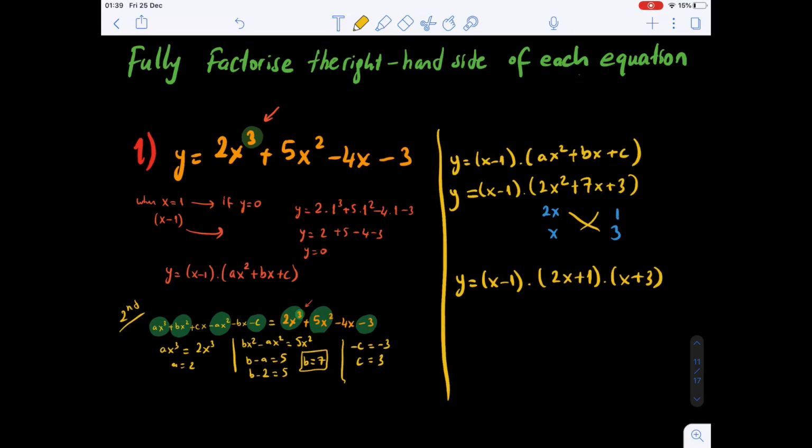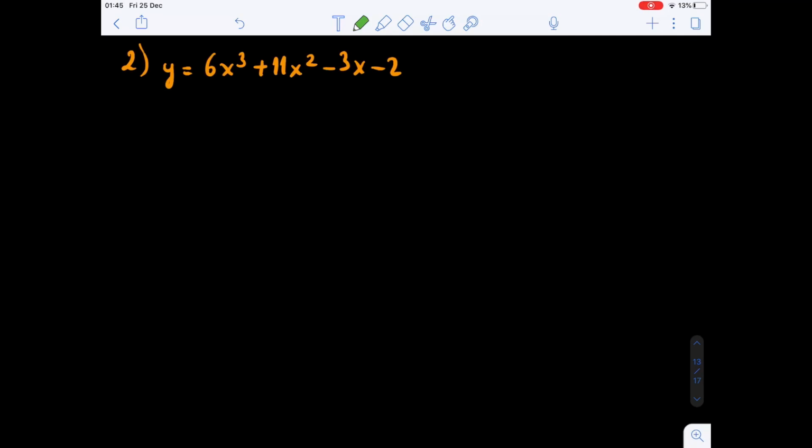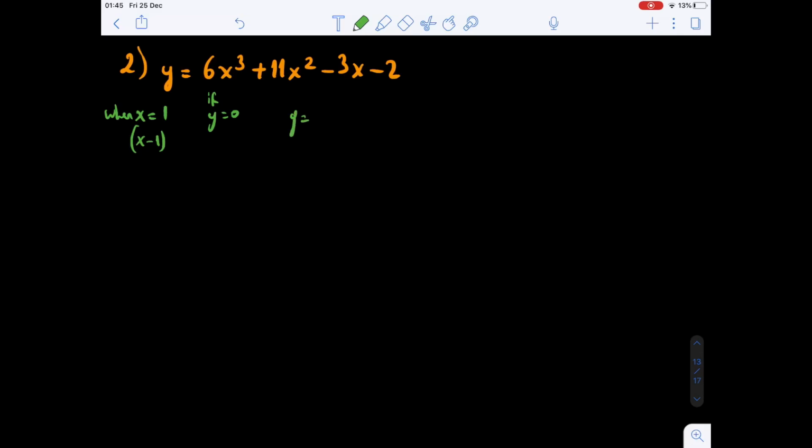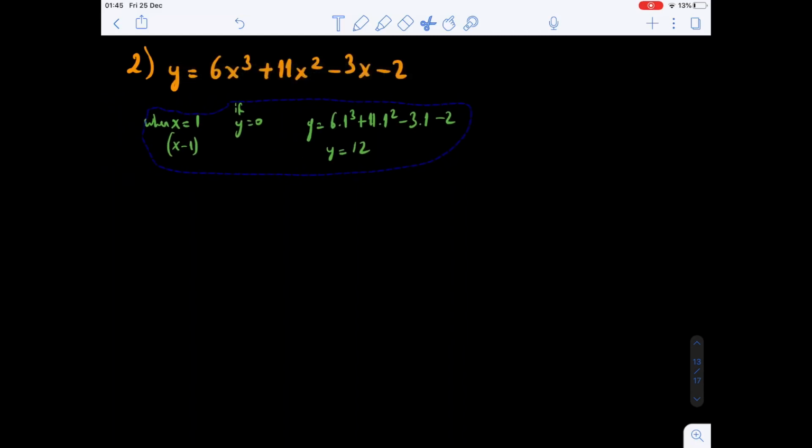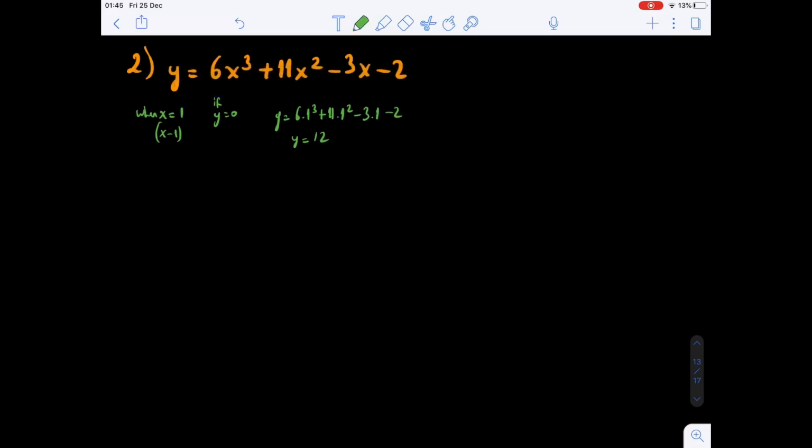So let's look at the next example. The polynomial, right-hand side of the equation. Let's try when x is 1. When x is 1, x minus 1 could be a factor of the polynomial, if y is 0. Let me write down here y equals 6 times 1 cubed plus 11 times 1 squared minus 3 times 1 minus 2. So y equals 12. So x minus 1 is not a factor of the polynomial.